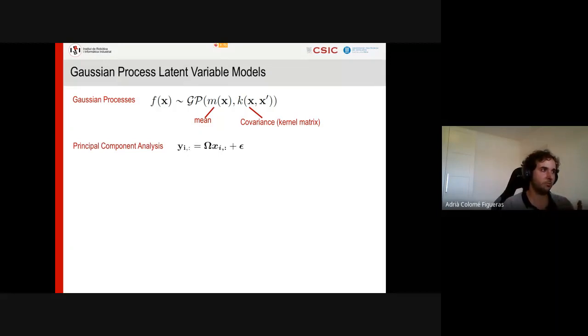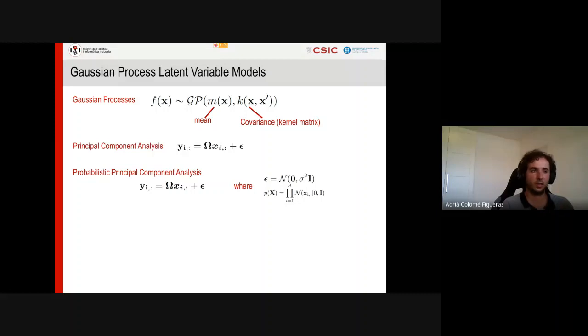Now, there's a variant of principal component analysis that is probabilistic principal component analysis. And here we said that epsilon is normal with sigma squared noise. And then for this x value, we impose that it is normal 0, 1. So while in principal component analysis the omega matrix has orthonormal vectors, because it comes from the singular value decomposition, here the columns of the omega matrix are not normalized and are not necessarily orthogonal between them. And what we have is that the x_i are normal 0, 1. But you can then have the probability of all the data given the latent variables x and omega written like this.